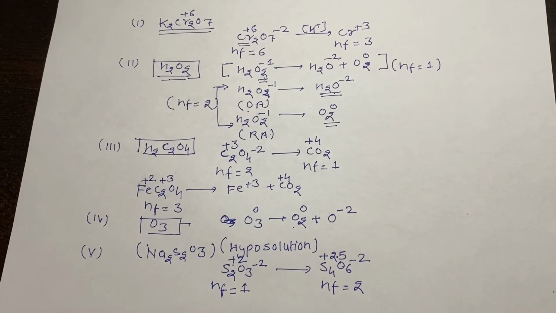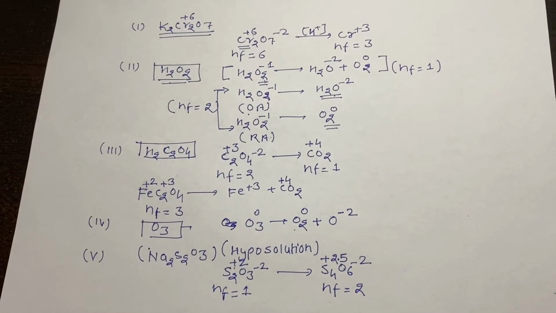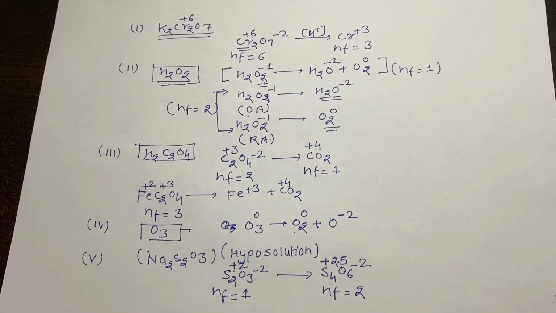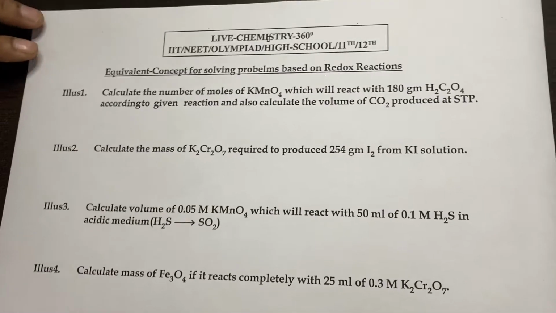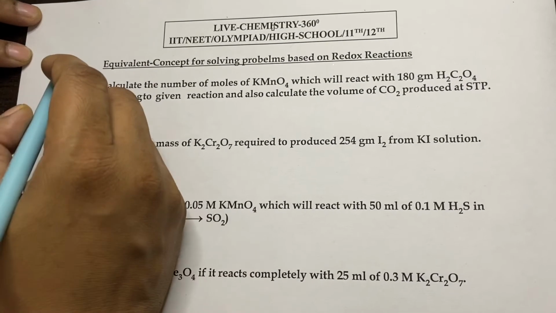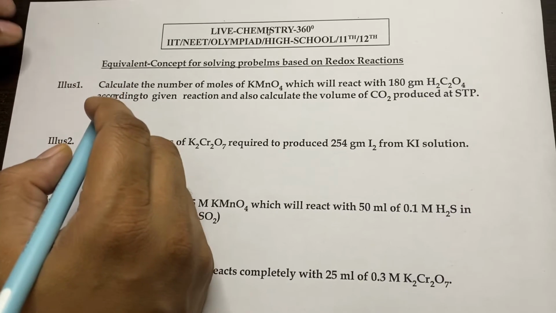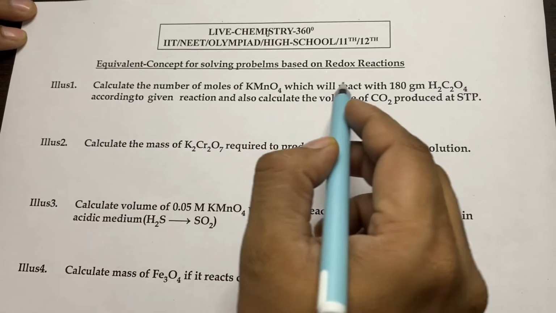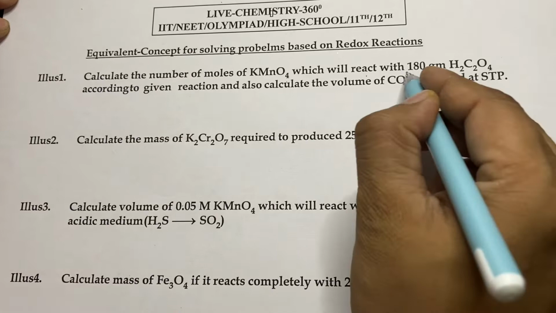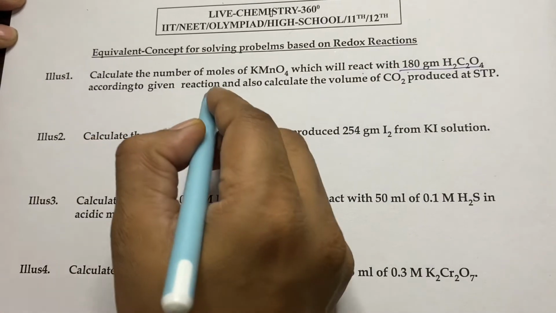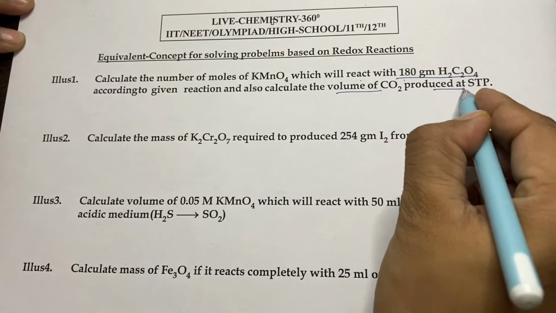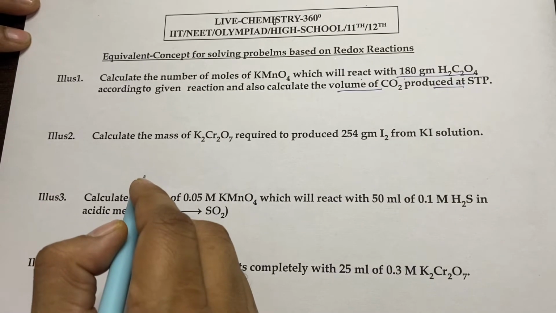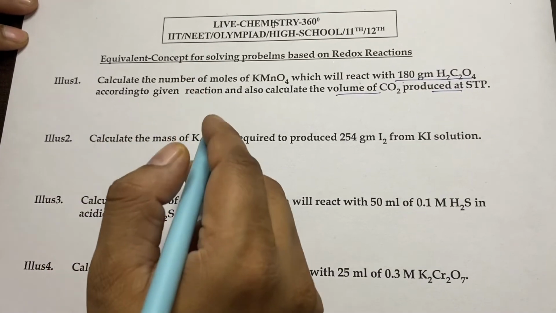Now let's understand how we can use the equivalent concept to solve problems involving redox reactions or redox titration. Now let's start with the first question. Calculate the number of moles of permanganate which will react with 180 gram of H2C2O4 according to the reaction. Also calculate the volume of CO2 produced.